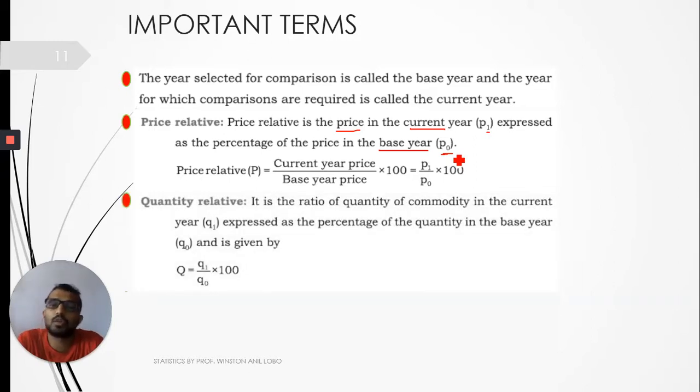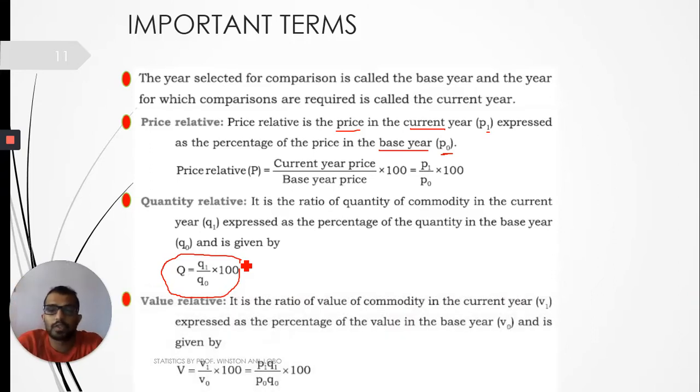Next term is quantity relative. Again the same thing, students. Only the word price is replaced by quantity. P is replaced by Q. Here the formula will be, students, as given here: Q equals Q1 by Q0 into 100. Q1 is the quantity of the current year by Q0, the quantity of the base year, into 100. So what is quantity relative, sir? Quantity relative is the ratio of quantity in the current year expressed as a percentage of the base year's quantity, comparing the current year and the base year quantity. This is called quantity relative.